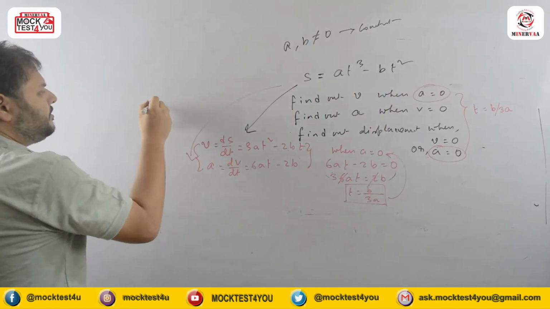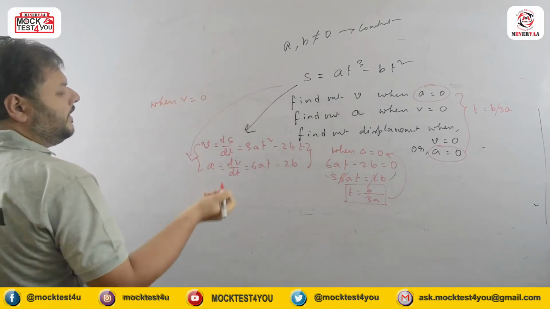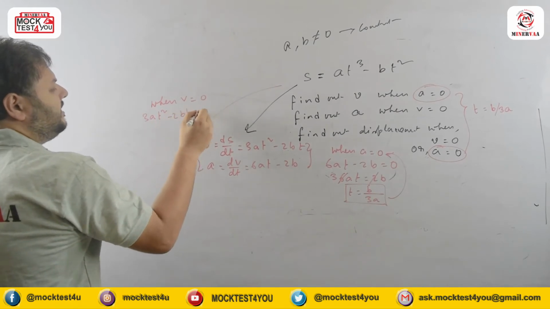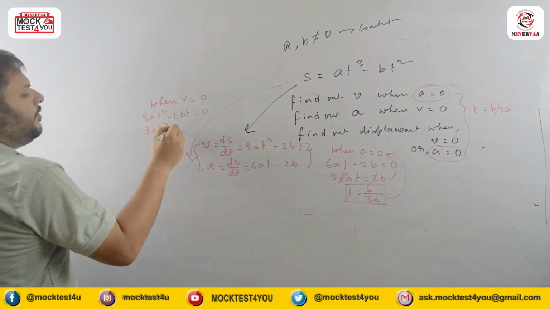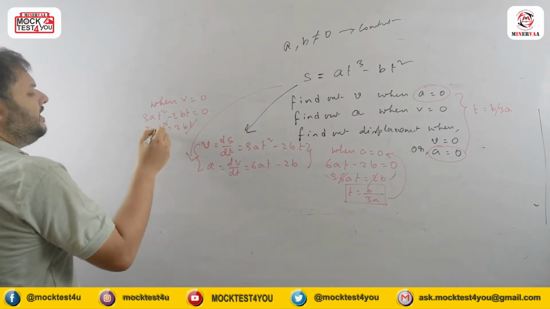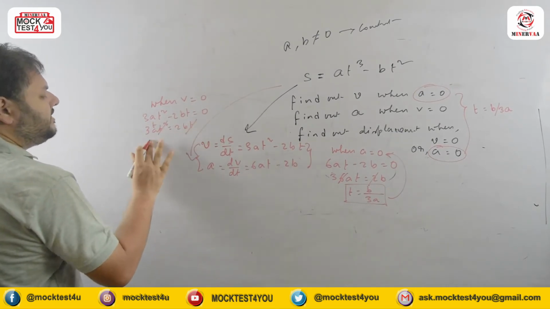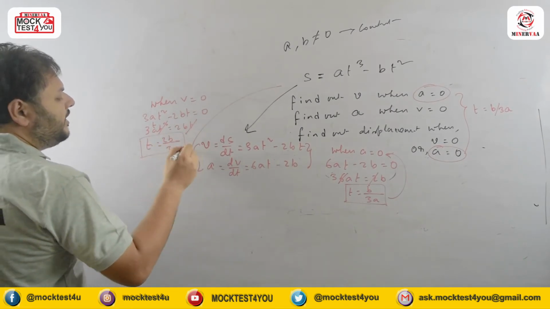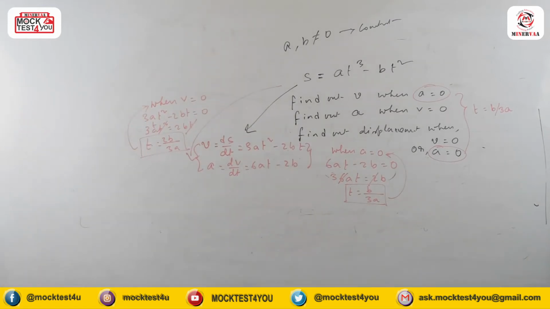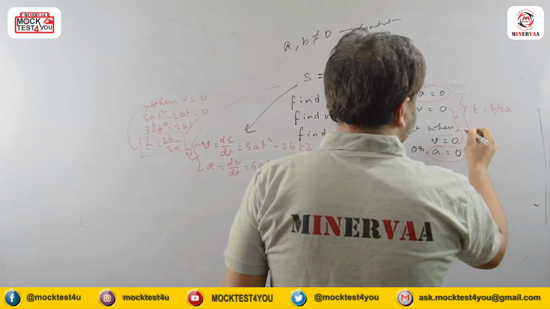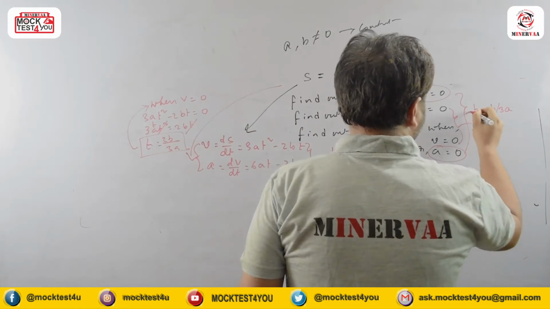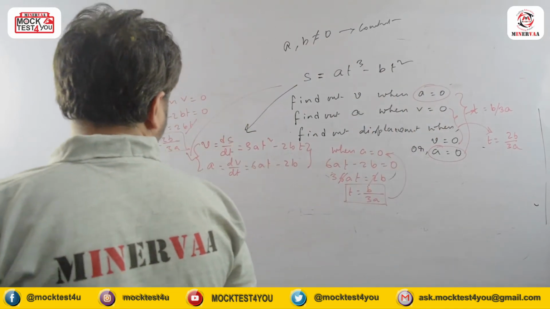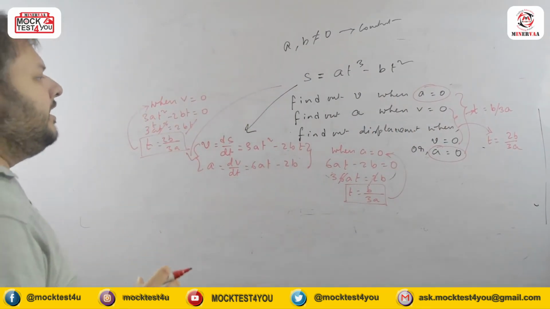Again, if I get when velocity equals 0, velocity equals 0 means 3at square minus 2bt equals 0. So 3at square equals 2bt. So t goes out, and that time should be 2b by 3a. So 2b by 3a is the time when velocity is 0. So these are the 2 time instants which are most important in this question.